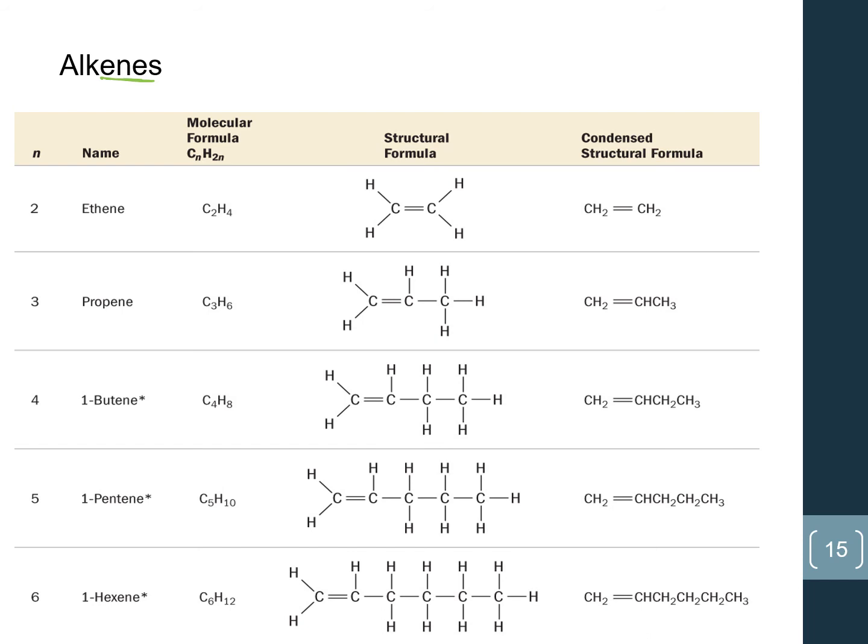So the beginning of the name, you can compare these ones with the previous table. Look, two carbons, ethene. Now the ending of the name is different because what you have is an alkene. The beginning is the same.